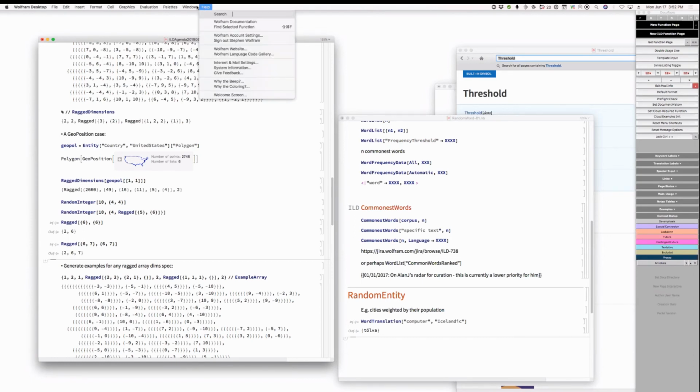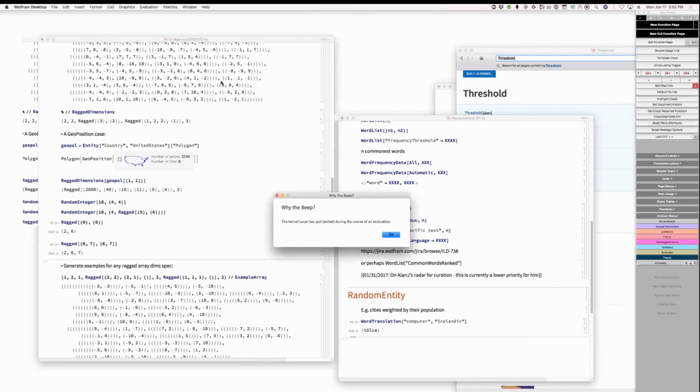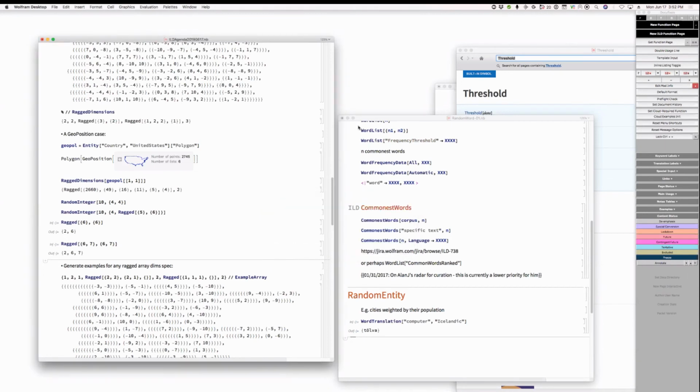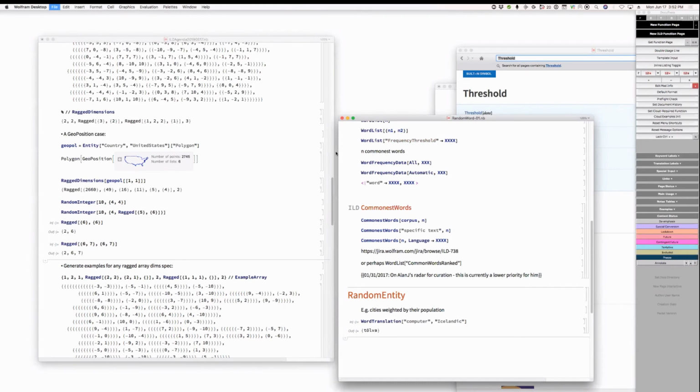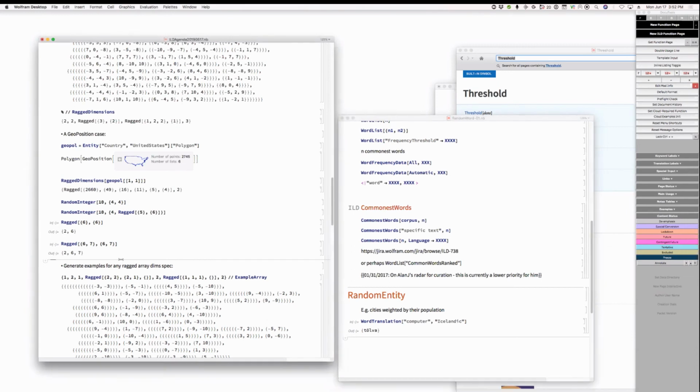Why did my kernel just quit? I was doing nothing here. What is happening? That's really weird. It's strange. I might be running a prototype build.